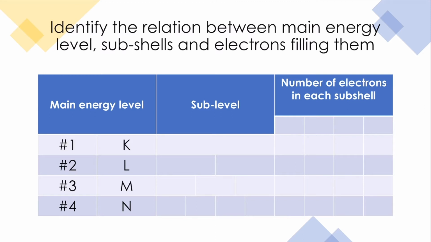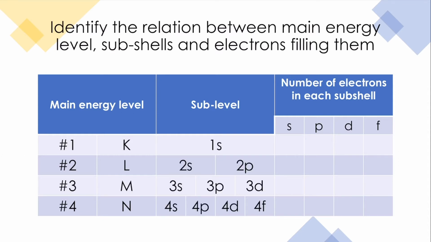How many subshells do we have in general? We have four subshells: S, P, D, F. As I just said, in each main energy level we have a number of subshells based on the number of the main energy level. So in the first main energy level, we have only one subshell or sub-level. In the second, we have 2. In the third, we have 3. The fourth main energy level has 4 subshells or sub-levels.